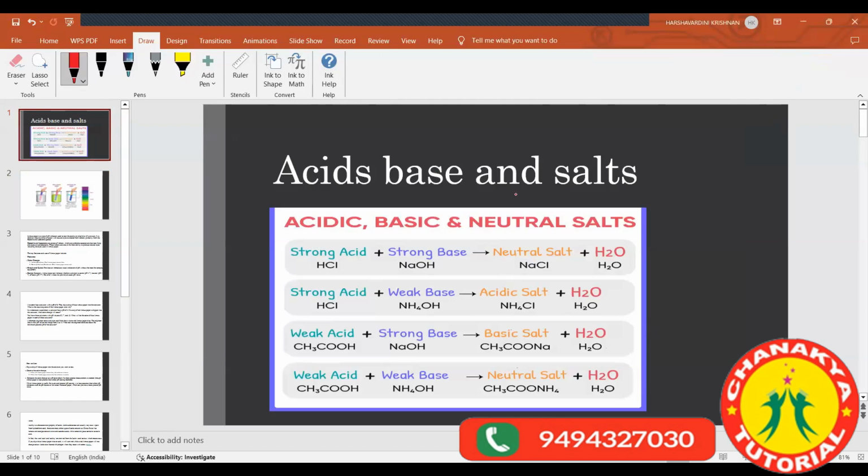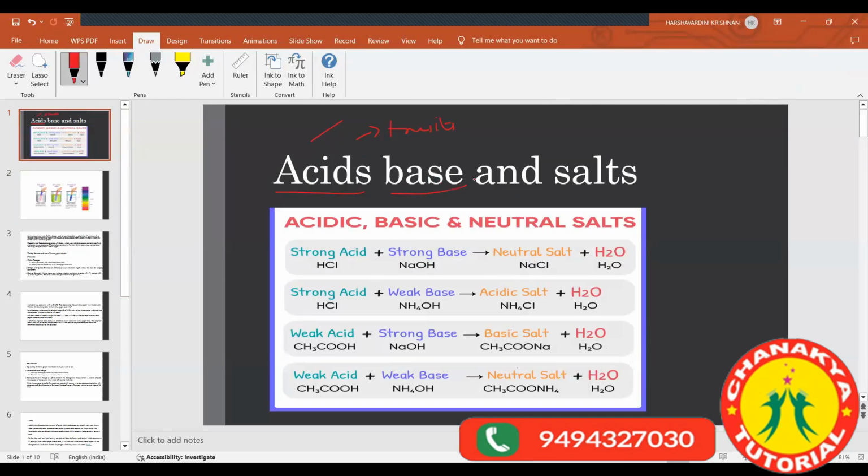Acid, base, and salts. We have already started this chapter that day. So we were talking a lot about acids, bases, and salts. Acid around us, base around us, salt around us. We were talking about acids around us, some of the fruits, citrus, apple. These have some acid in them.